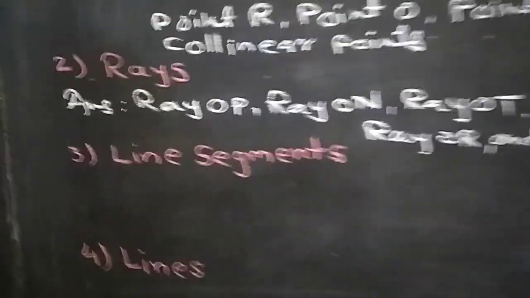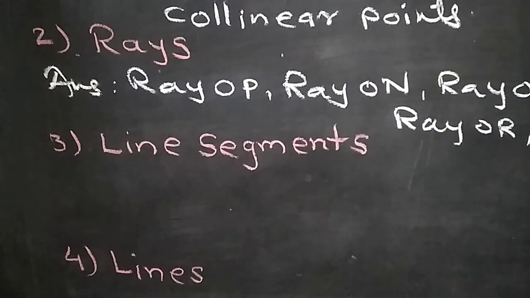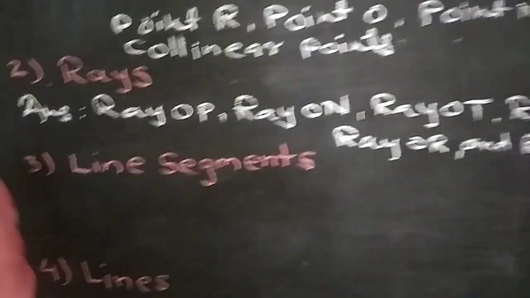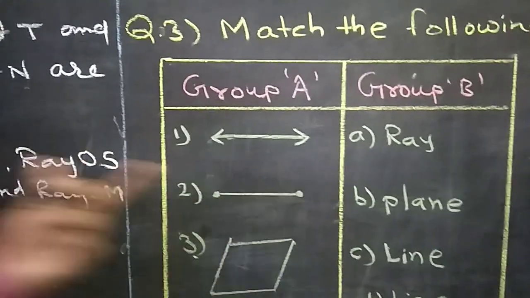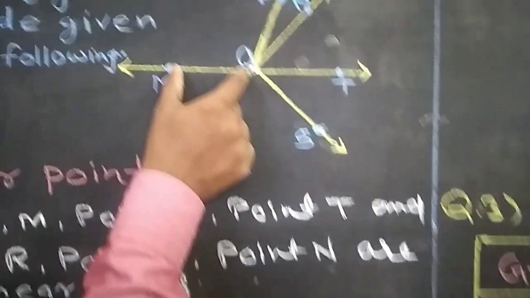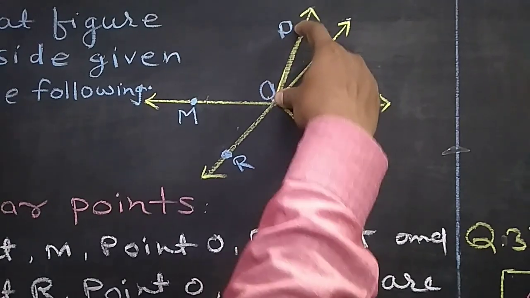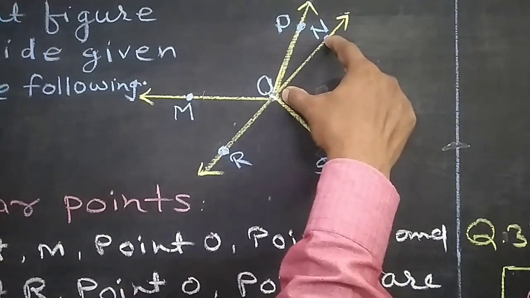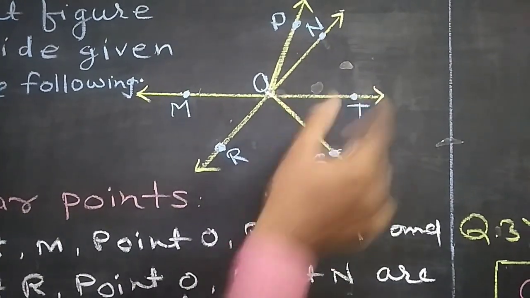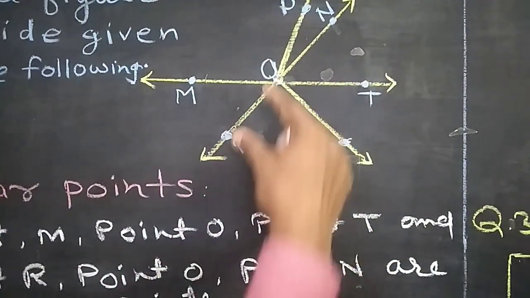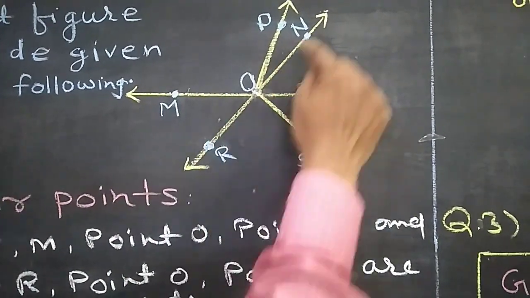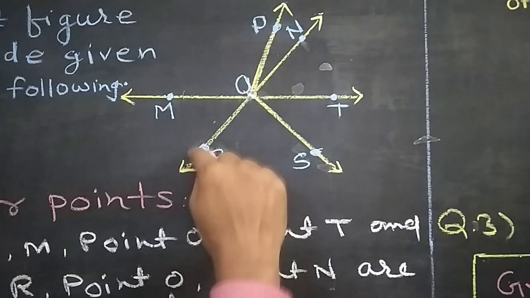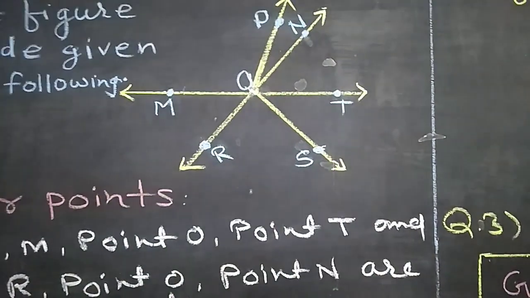Now the third one given here is line segment. Line segment means what? Which has two end points, as you can see here. See, OM, OP, ON, OT, OS, OR, and one more, MT and RN. They also have two end points given here. So all these will be your line segments.